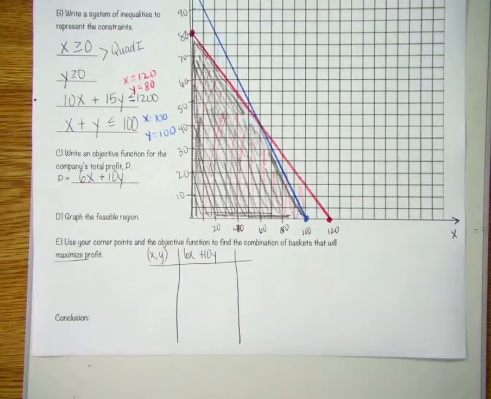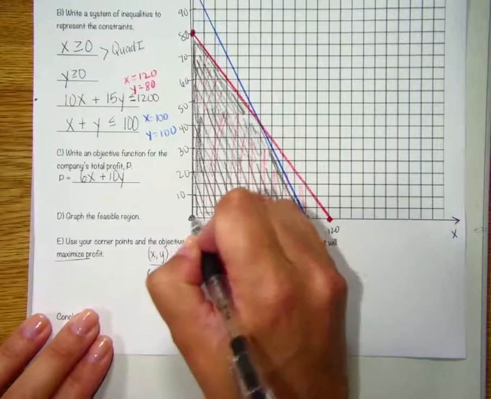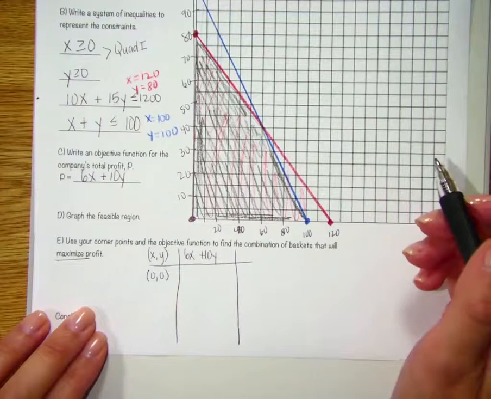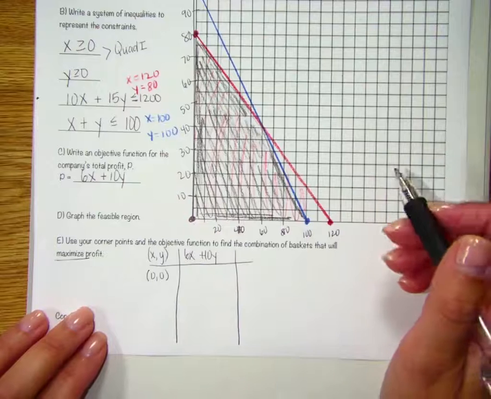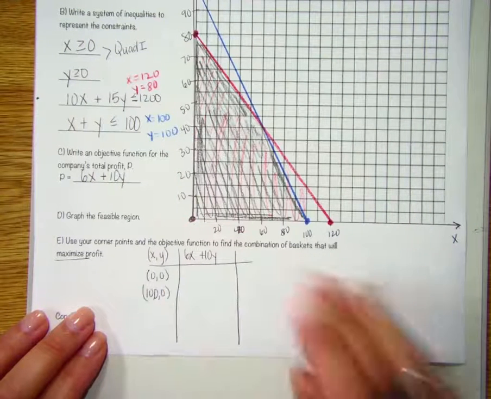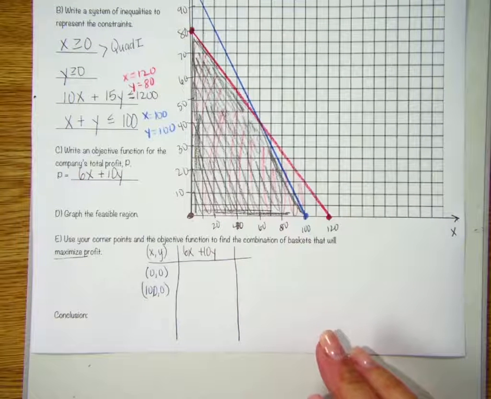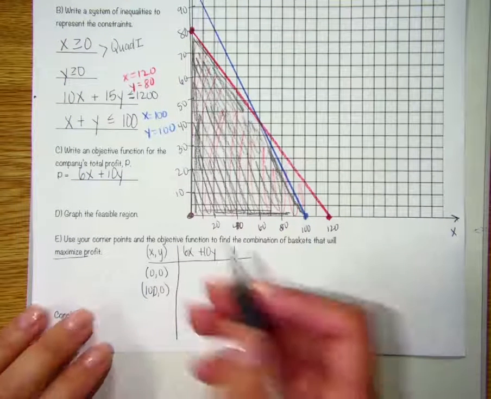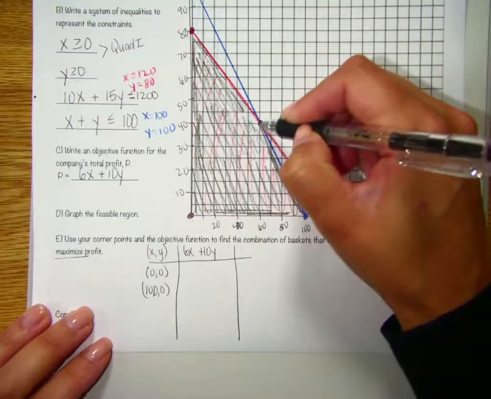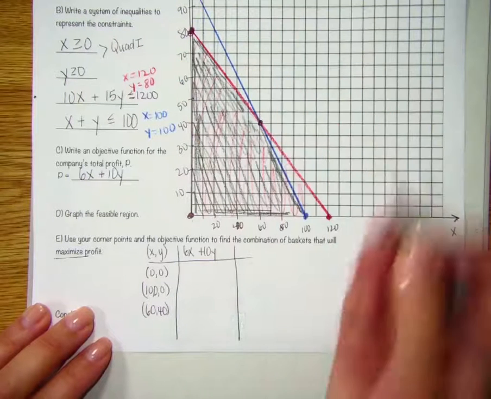Kale, what's one of our corner points? Okay, 0, 0 is certainly one of them. Travis, what's another one? 0, 100, or 100, 0. There you go, 100, 0. Emily, what's another? It actually should be 60, 40. Yeah. And then the last one is our 0, 80.